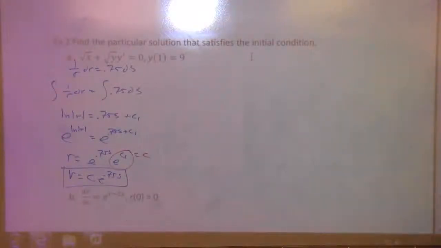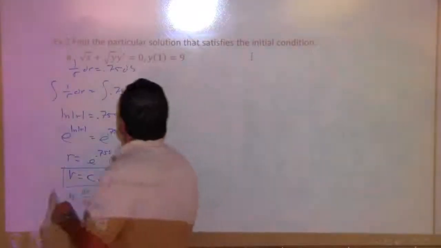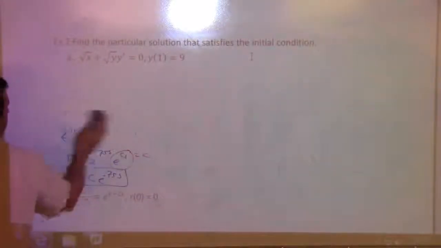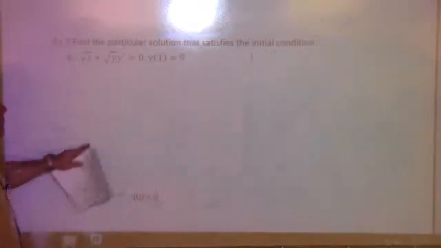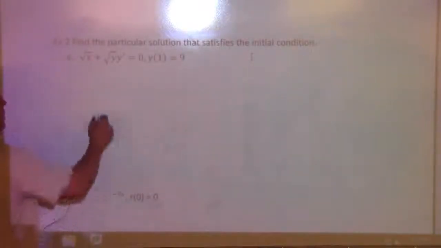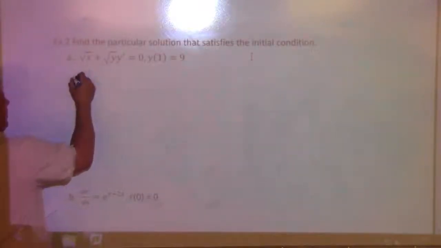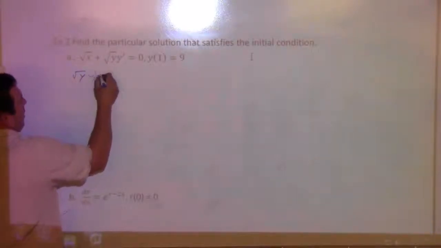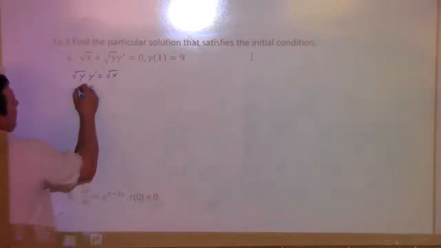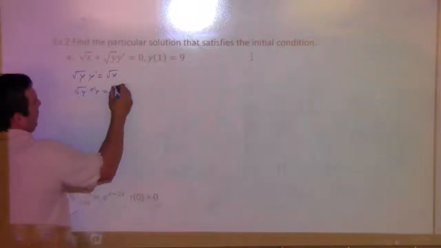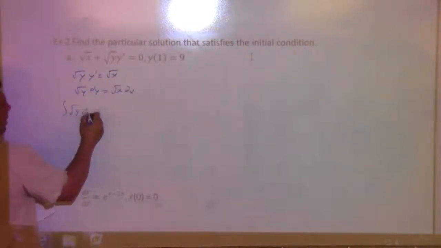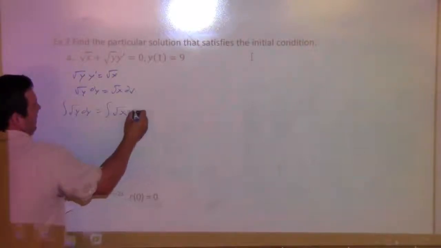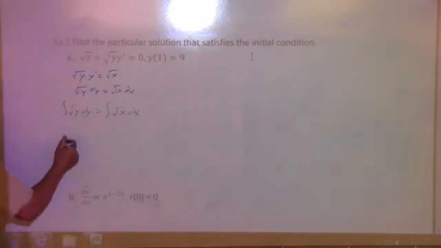This is find the particular solution that satisfies the initial condition. Square root of x plus square root of y y prime equals 0. I'm going to move the square root of x over. We'd have square root of y y prime equals square root of x. So square root of y dy equals square root of x dx. So the integral of the square root of y dy is the integral of the square root of x dx. So just integrate both sides.